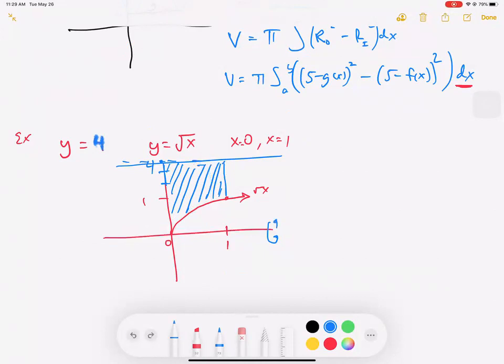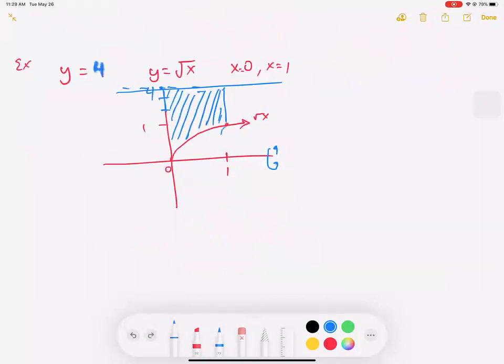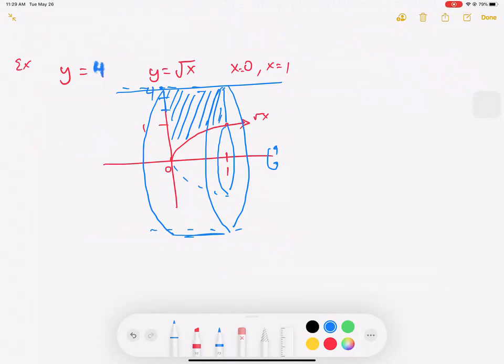So my outer radius is going to be 4, and my inner radius is going to be square root of x. Now, just to draw this out so you can visually see it, if I copy it over, we'd end up with this. That was terrible. What would you say that looks like? It looks like a cylinder with a half an egg in it.